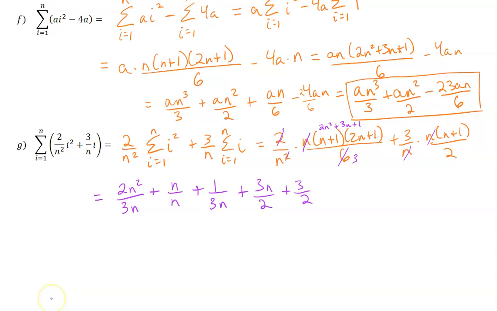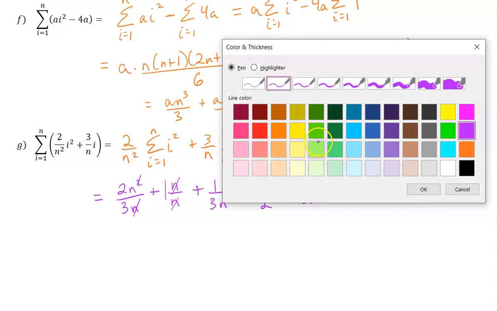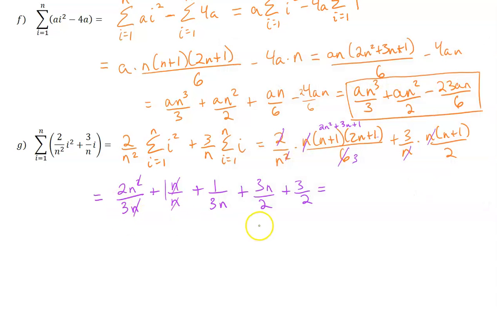Okay, I do have a little bit more reducing that I can do, and a couple like terms that can be combined. So let's get rid of one of these n's and reduce this to a 1. And okay, so we've got 2n over 3 plus 1 over 3n plus 3n over 2. Okay, so those can combine, and then another 3 over 2. So my n terms are going to be 2/3 plus 3 halves, so let's make that 4 over 6 plus 9 over 6 is 13 over 6.